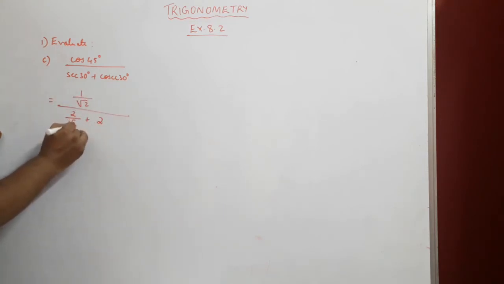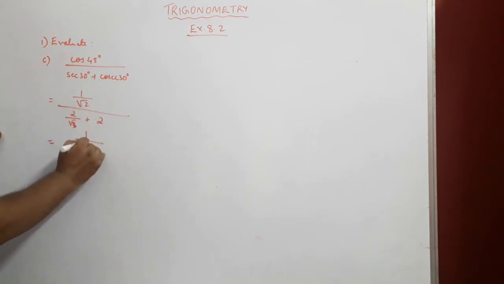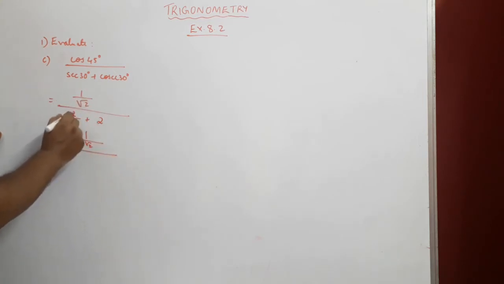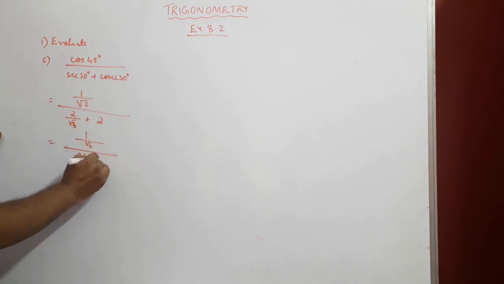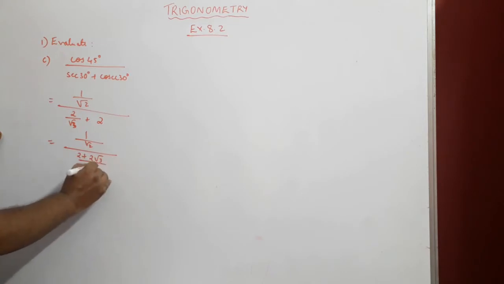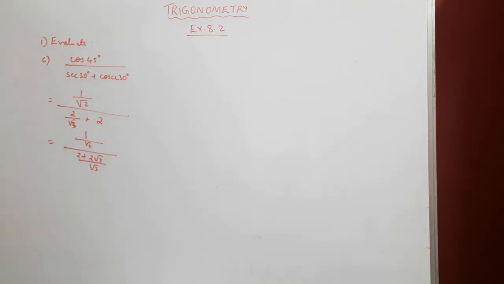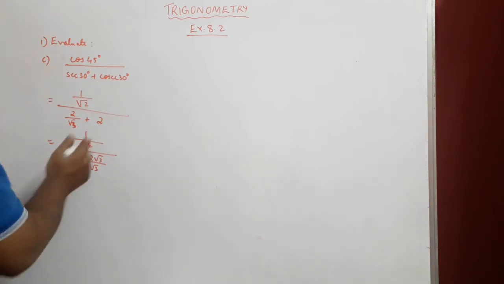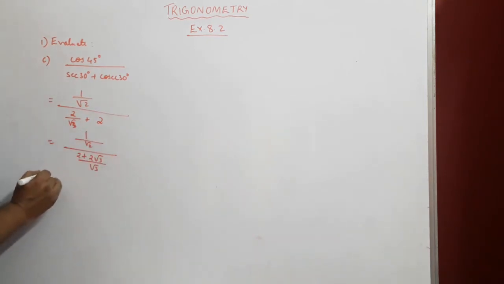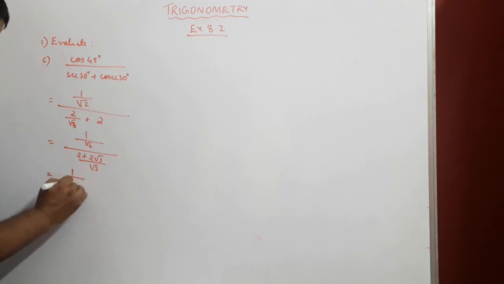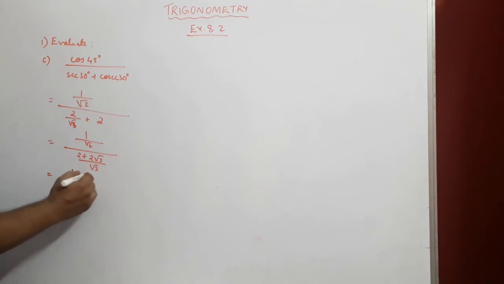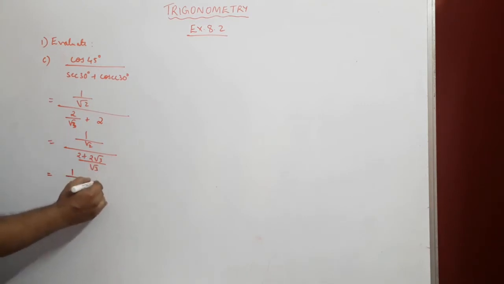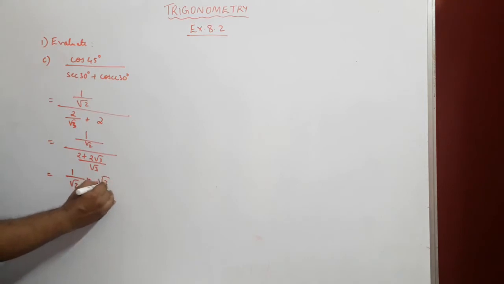Then we need to get our LCM. So 1 upon root 2 will remain that way, and this will become 2 upon root 3. So if we get the LCM, it will become 2 plus 2 root 3 upon root 3. The next step is to convert it from division to multiplication. We will keep the numerator part, 1 upon root 2, the way it is. And when we multiply, the numerator becomes the denominator and the denominator becomes the numerator, this way.